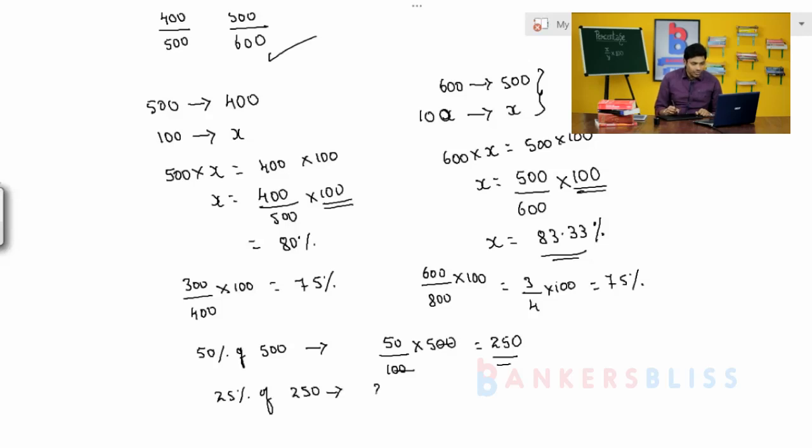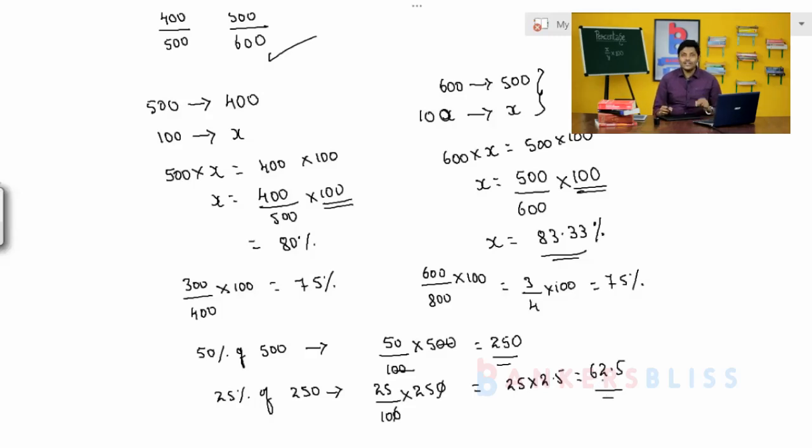25% of 250 means what? 25 by 100 into 250. So how much are you going to get? One zero gets cancelled. So 25 into 2.5, which is equal to 62.5. So you are going to get 62.5.